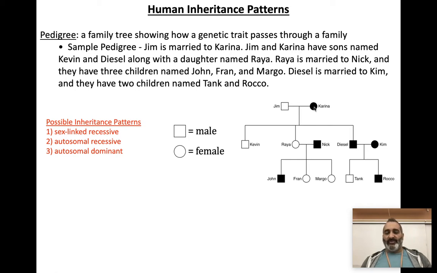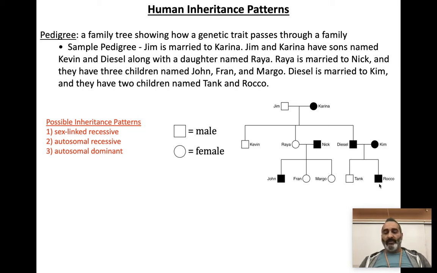Let's say this trait is that you want to see who in your family has a widow's peak in their hairline, where their hair comes to a point. And we can say all these people here that are shaded in have widow's peaks. Karina has one, Nick has one, John has one, Diesel has one, Kim and Rocco. Okay? So you can pick a disease, you can pick a characteristic, you can pick whatever you want.